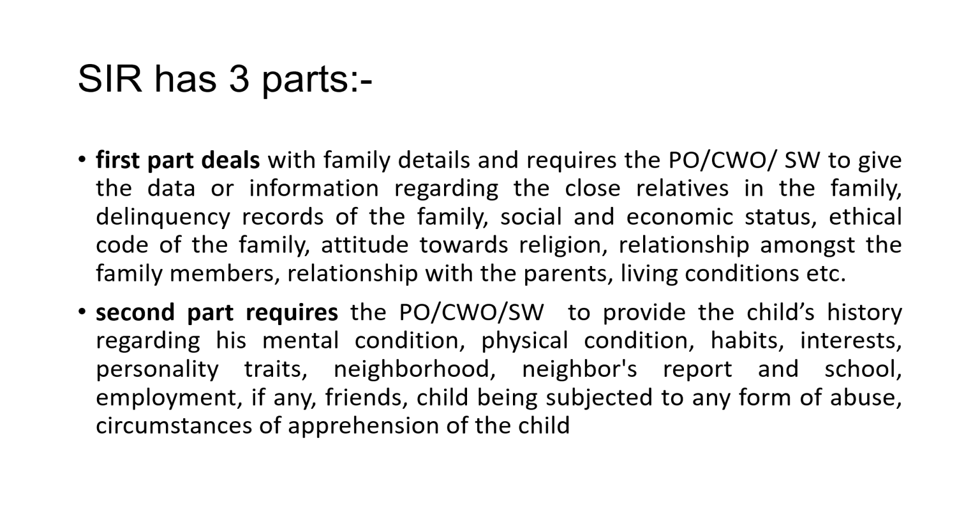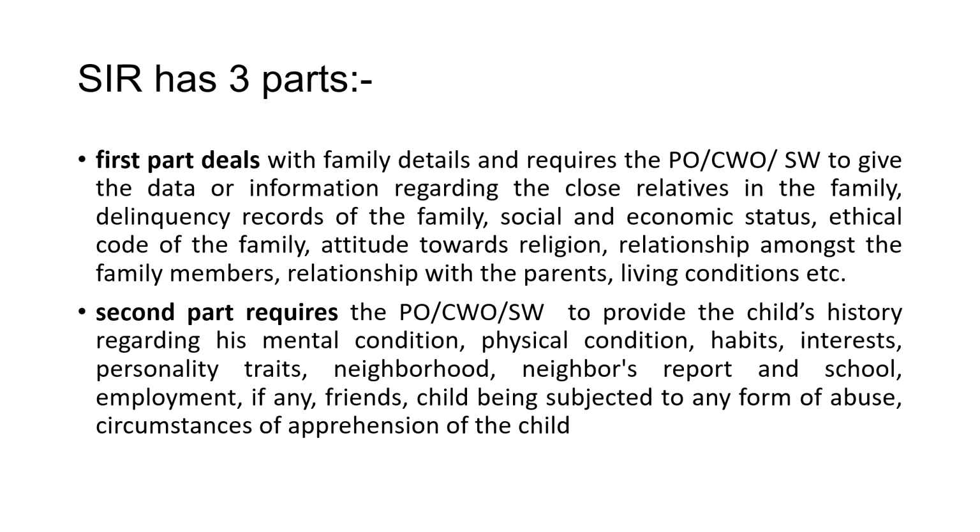Now, SIR has three parts. The first part deals with the details of the family. The probation officer, the child welfare officer and the social worker give data or information regarding the close relatives in the family, the delinquency record of the family, whether the father is involved in some antisocial activities, what is the behavior of the mother, brother, everything, and their economic status, their ethical codes, the family attitudes toward religion. Everything has to be explained in the first part.